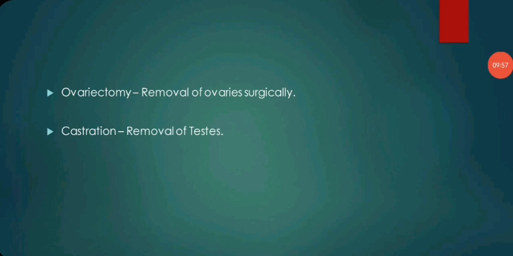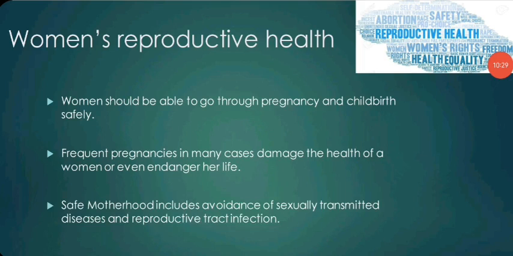The next surgical methods are ovariectomy and castration. Ovariectomy includes the removal of ovaries by surgery. Here in this method, in females, the ovaries are removed from the body, and this is a very permanent method. And second is castration. Castration occurs in the male, and here the testes are removed from the male body, and this is also a very permanent method.